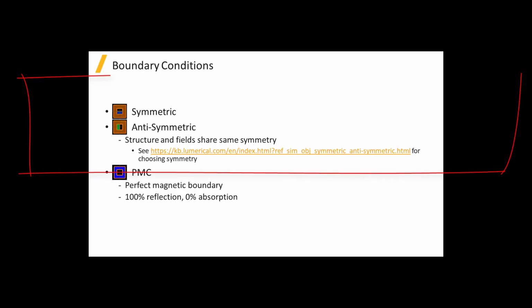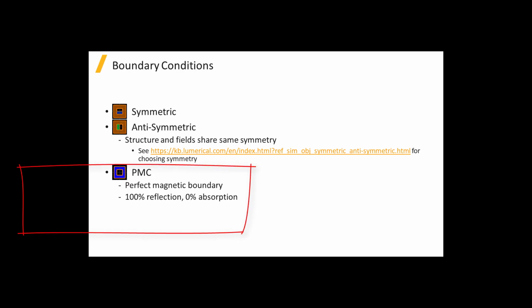Symmetric and anti-symmetric boundaries can be used when the structure and the fields share the same symmetry. They allow us to reduce the simulation size by a factor of 2 or 4. Refer to the knowledge base to see how to choose between symmetric and anti-symmetric boundary conditions.